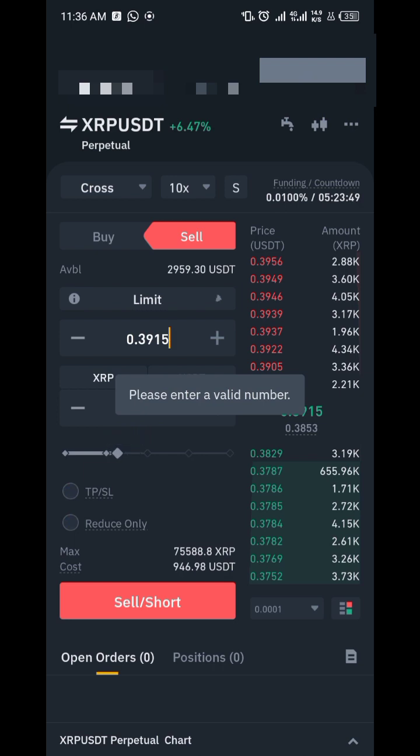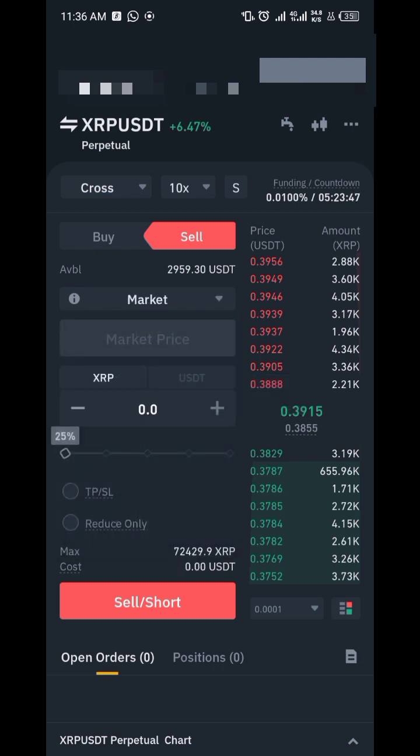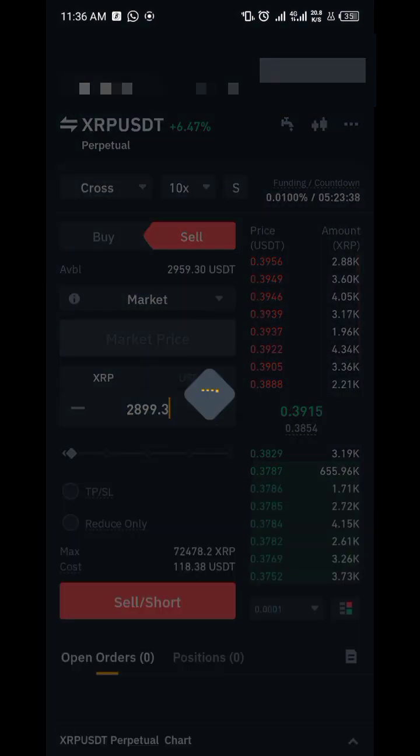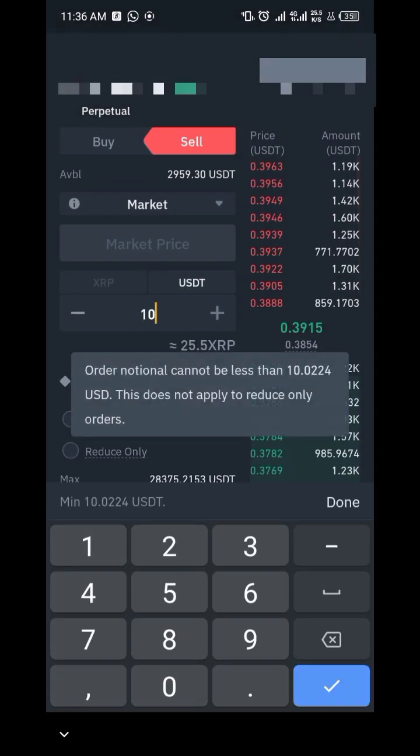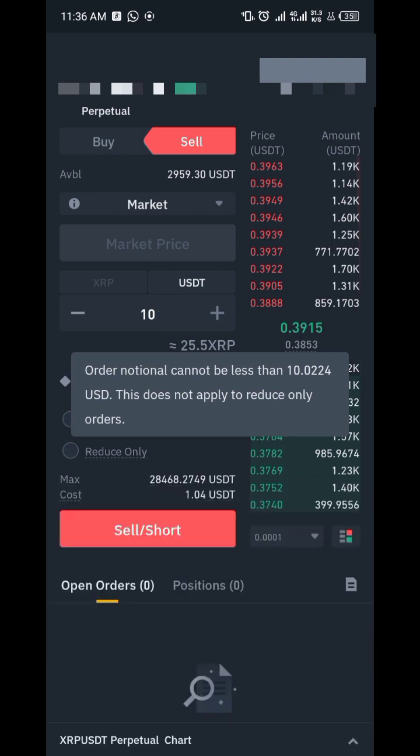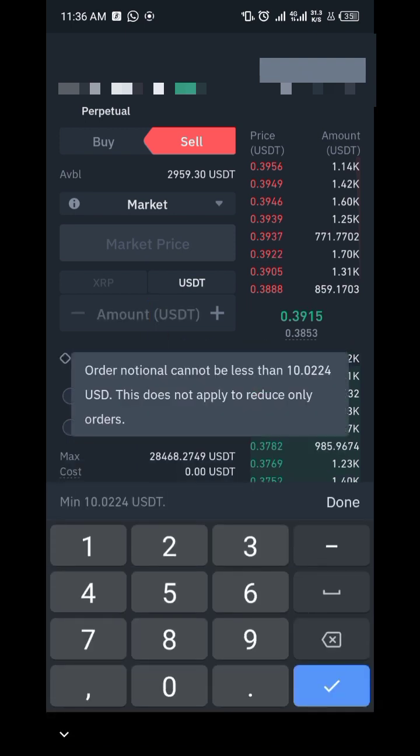I'll be selling XRP USDT on a market order. Note that you don't just take this strategy anyhow. You don't pick any two pairs and begin to trade on it. I think I'm just about to take a sell order on this now, if I'm not wrong.